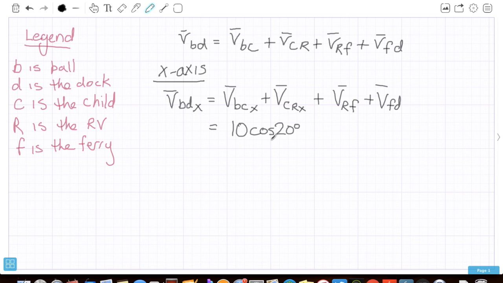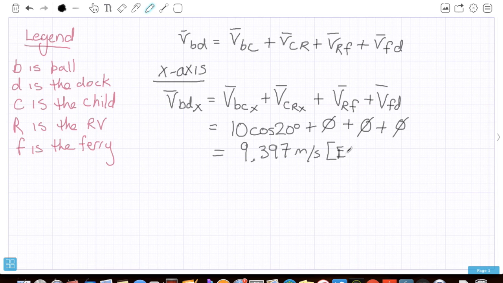The other vectors, so the child with respect to the RV, that's 0 in the x-axis. Similarly, there's no east-west component for the RV with respect to the ferry. And similarly, there's no east-west component for the ferry with respect to the dock. So that leaves us with 10 cos 20, which works out to be 9.397 meters per second east.